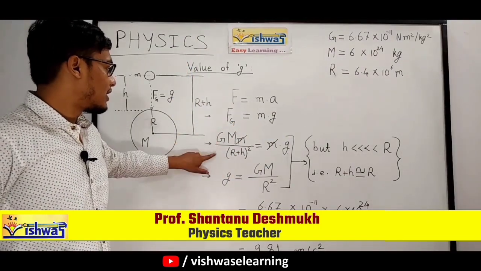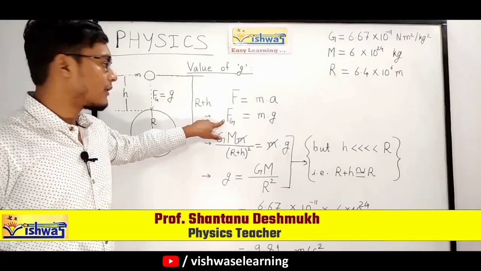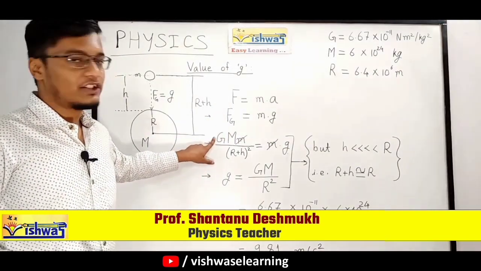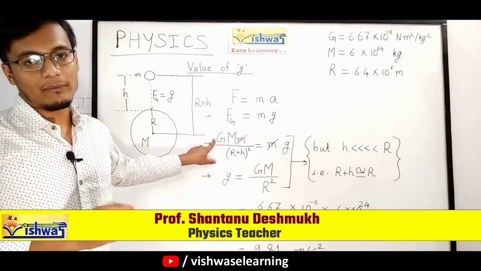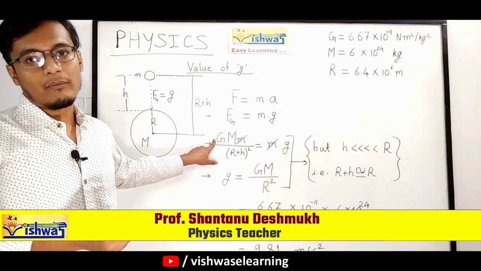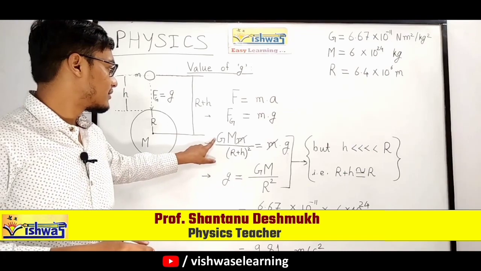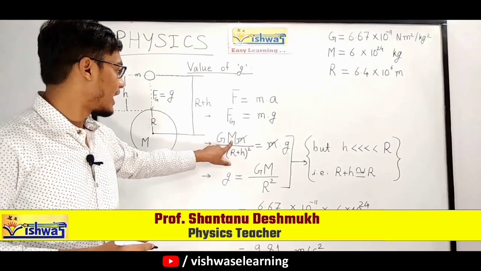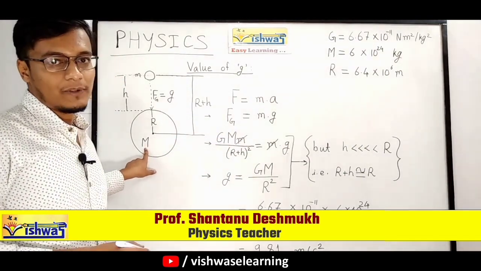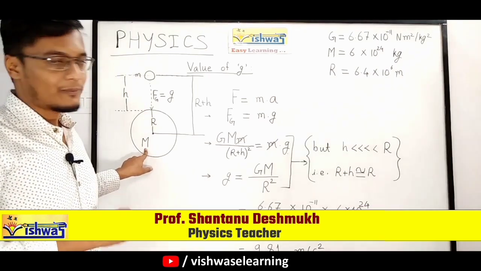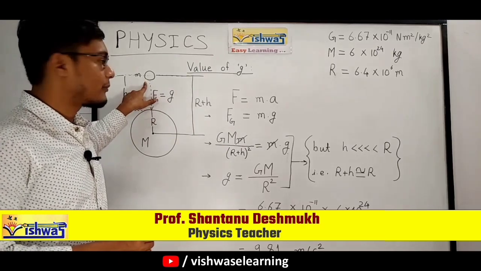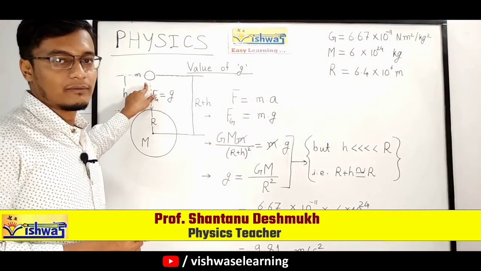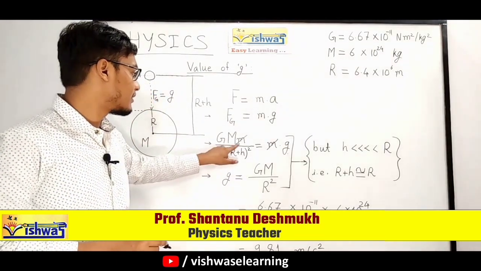Now we will again simplify. What is the formula for gravitational force? Capital G, the universal gravitational constant, into the mass of the first particle into the mass of the second particle, that is G into M. M stands for what? The mass of the first particle, that is the mass of the earth, capital M. Small m means what? The mass of the particle which is falling on the earth, that is the mass of the second particle.